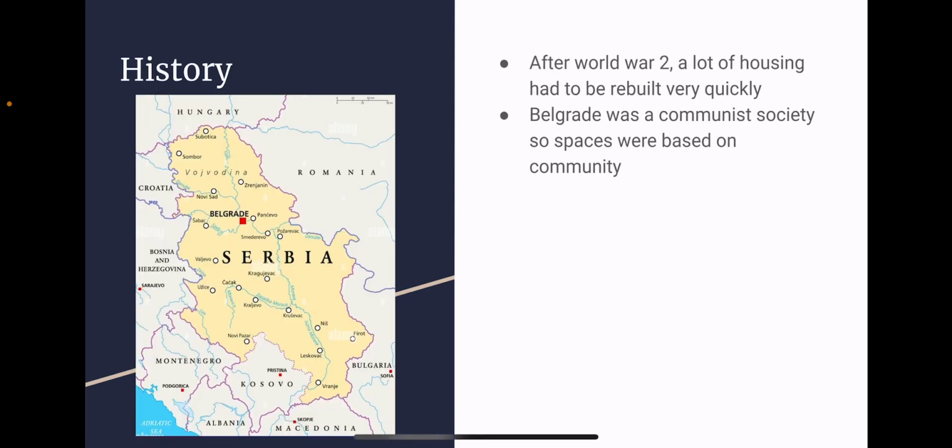So to talk a little bit more about the history, as I said, after World War II, a lot of buildings were destroyed, so a lot of the housing had to be rebuilt very quickly. Belgrade was also a communist society, so a lot of the spaces were based on community, and that was a big thing that society was centered around at this time.